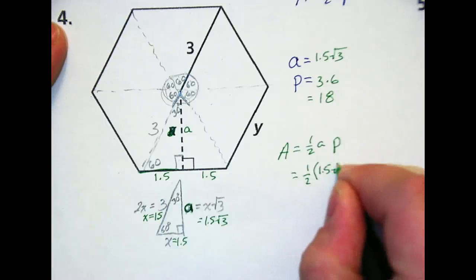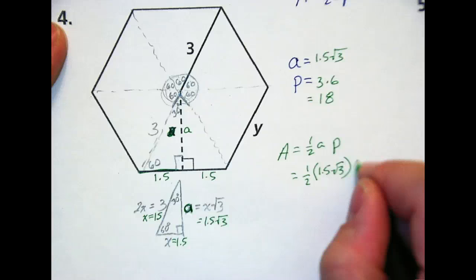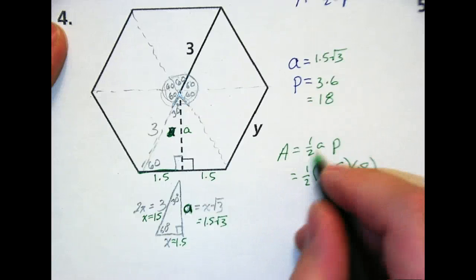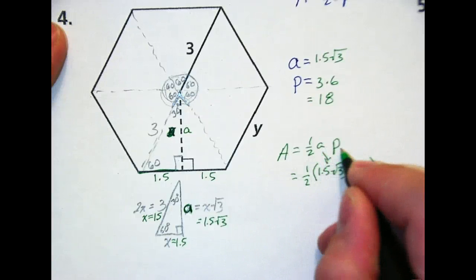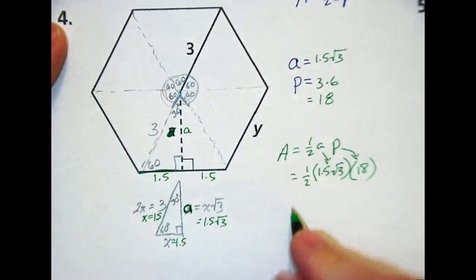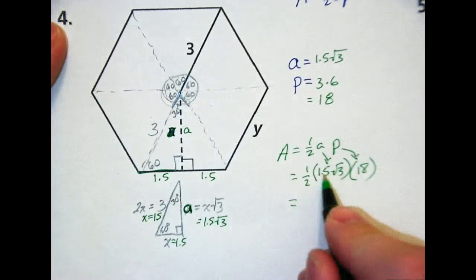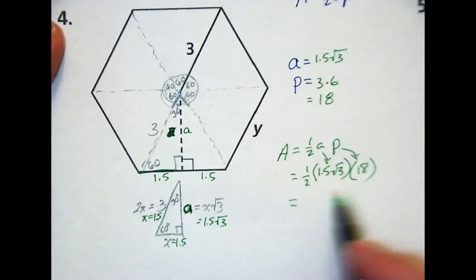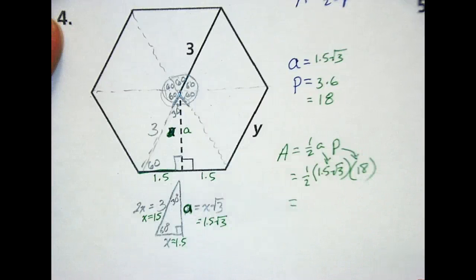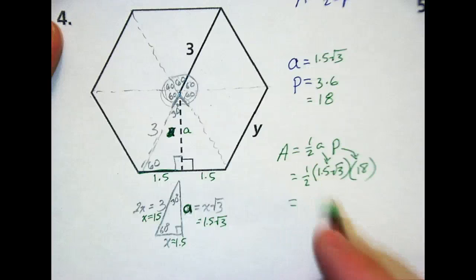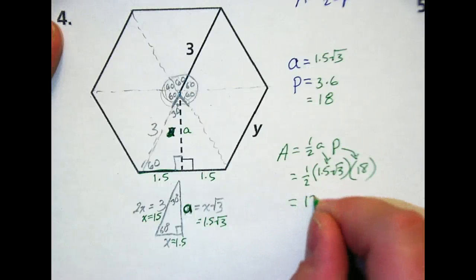So 1.5 root 3s times perimeter, which is 18. Notice each time we have a set of parentheses, you're plugging something in. That gives me 1 1/2 of 18s. Well, 1/2 of 18 is 9. That's 27, and half of 27 is 13 1/2.